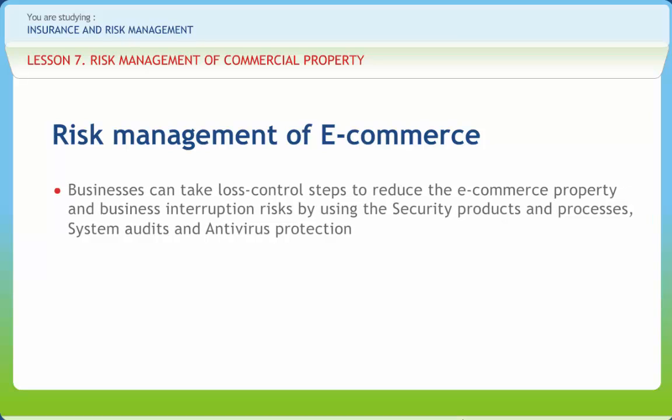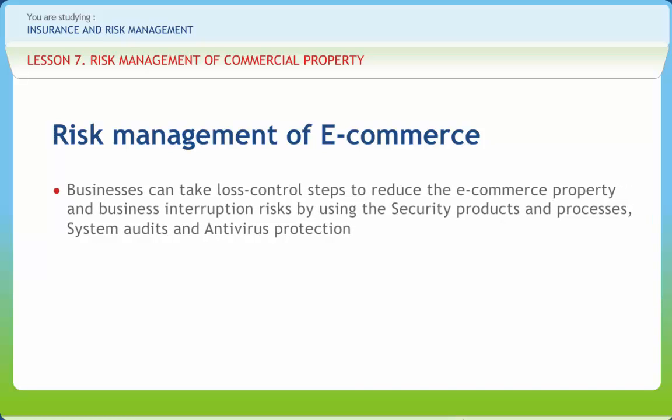Businesses can take loss control steps to reduce the e-commerce property and business interruption risk by using security products and processes, system audits, and antivirus protection. Businesses today buy electronic security systems and develop many steps to reduce the risk of data and hardware losses. Firms conduct regular system audits to test for breaches in network security.